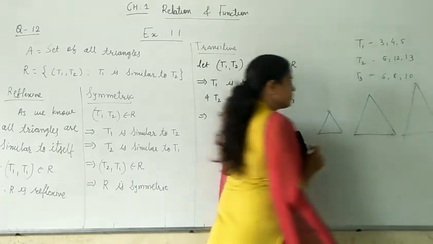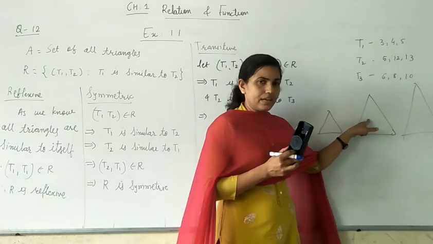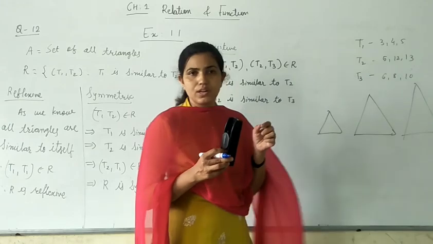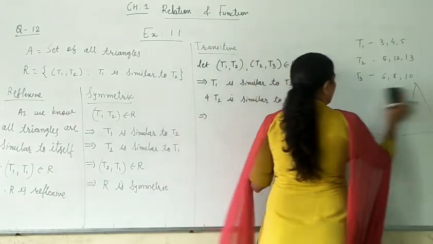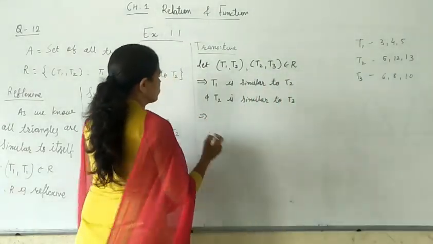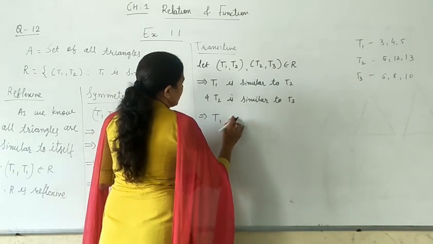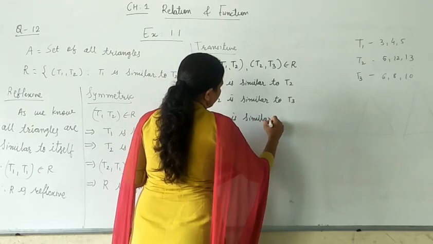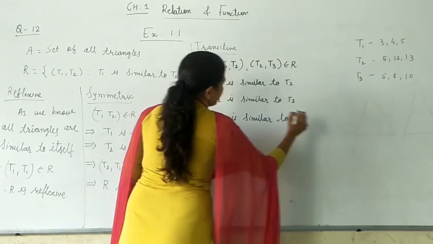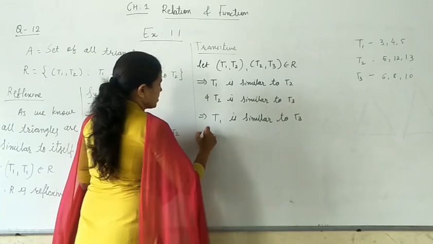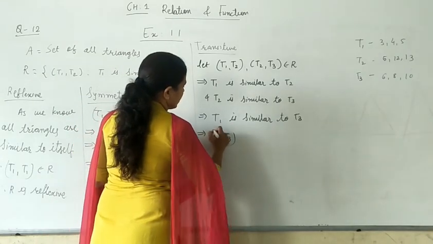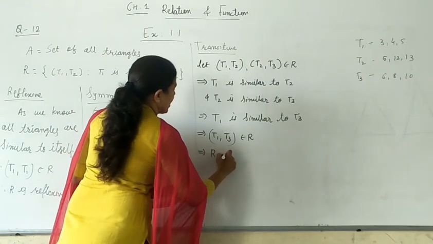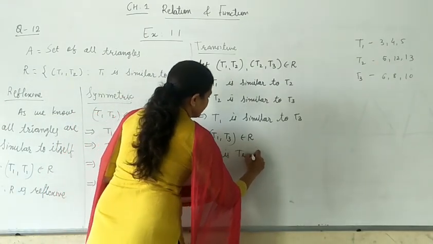If first is similar to second, and second is similar to third, then first and third are also similar. Okay, so therefore here T1 and T3 will give that T1 is similar to T3, and that will give us that (T1, T3) belongs to R, and therefore R is transitive.